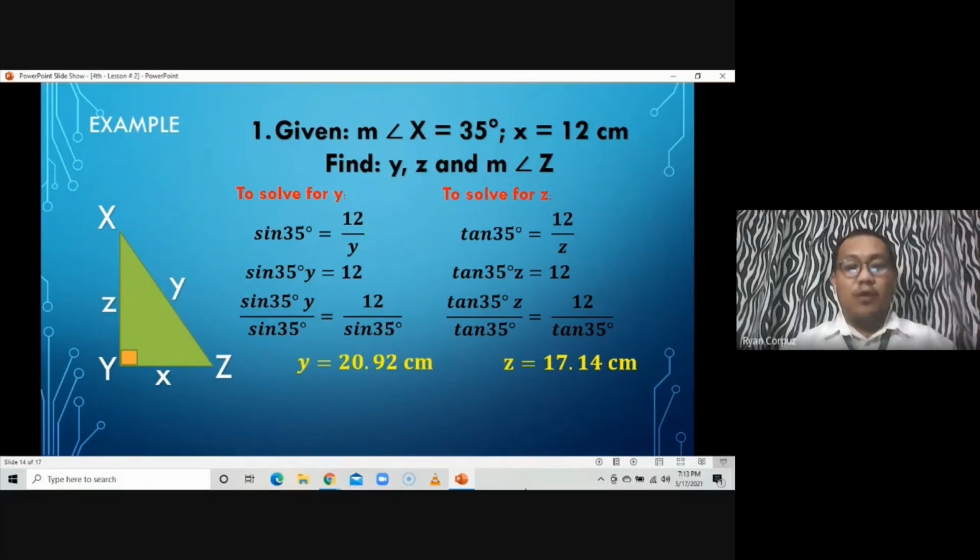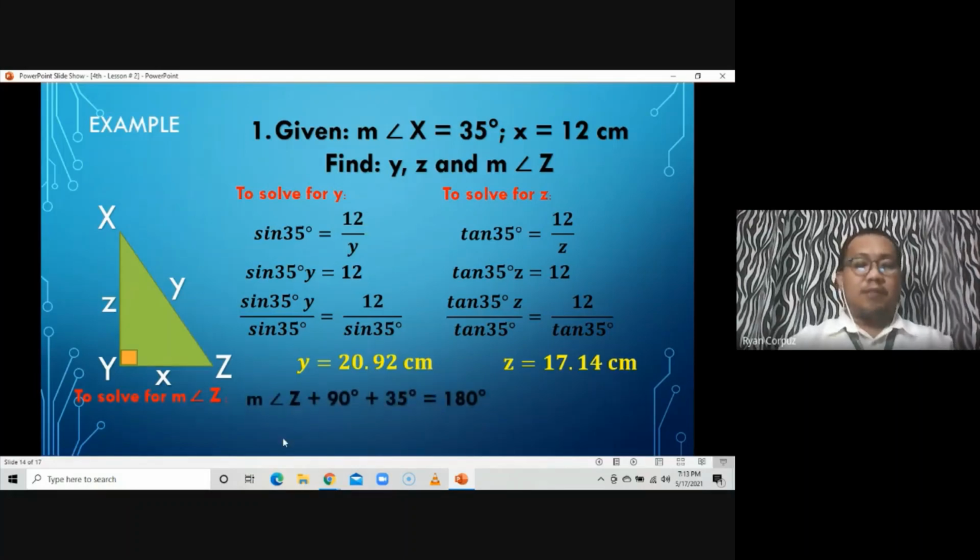And we know that the total measure of the interior angles of a triangle is equal to 180 degrees. So all you have to do for you to find or to solve for the measure of angle z, if you want to come up with a solution for it, is this: the measure of angle z plus 90 degrees, which is the measure of angle y, plus 35 degrees, which is the measure of angle x, equal daw dapat yun into 180 degrees.